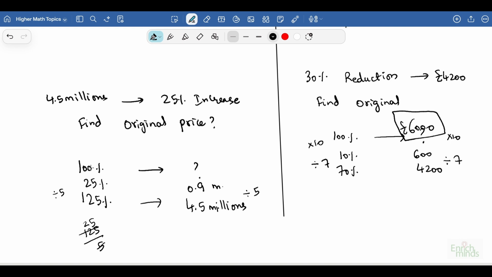So what will be 100%? To go from 25% to 100%, you can times it by 4, because 4 times 25 gives me 100. So I do the same thing here as well. 0.9 times 4 gives me 3.6 million. So this is the price of the house before the 25% increase, or the original price of the house was 3.6 million.